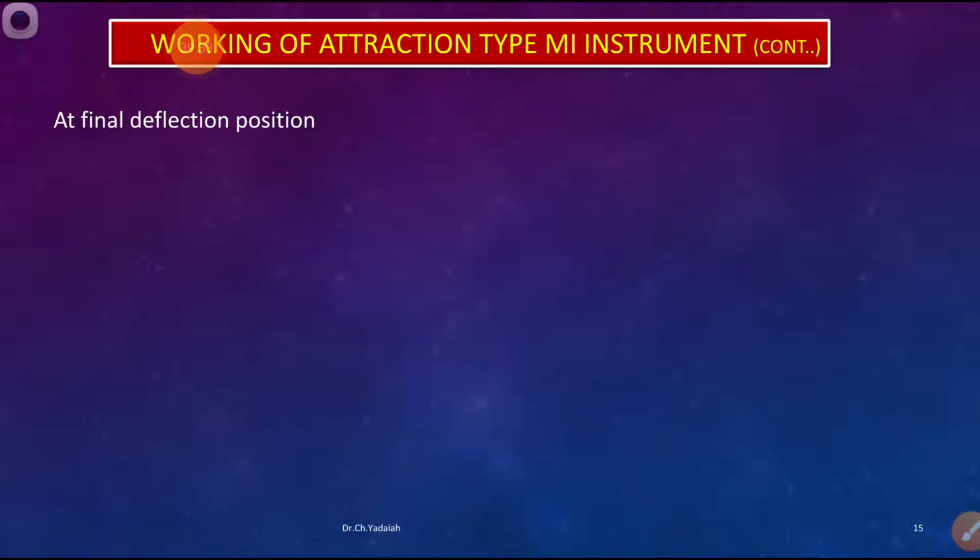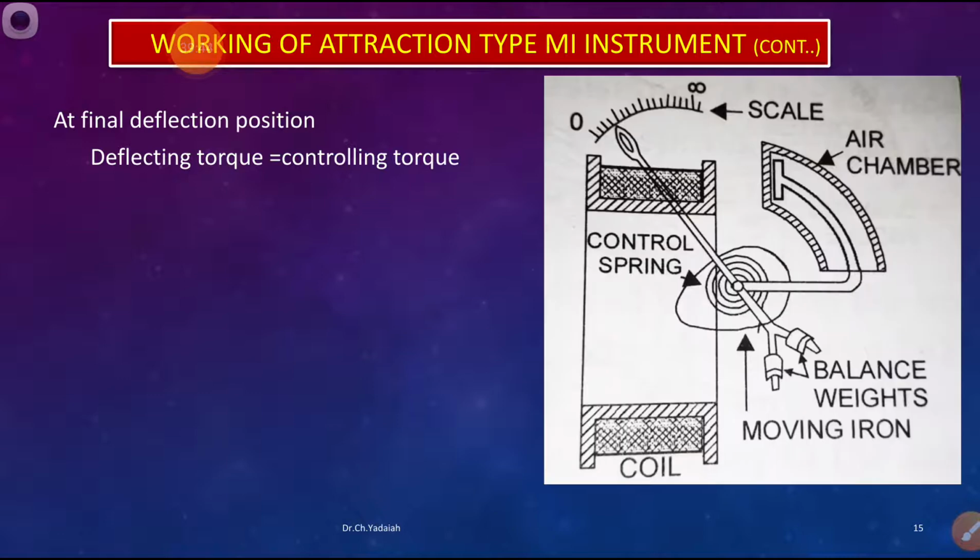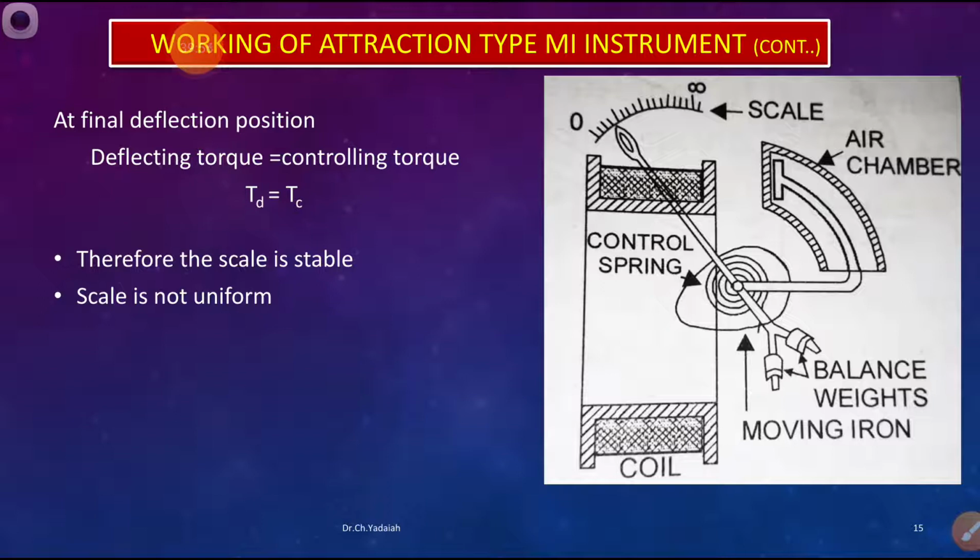And at final deflection at equilibrium, we have seen the deflecting torque equals the controlling torque. So, at that condition, Td is equal to Tc, and therefore the scale is in a stable condition. The scale is not uniform because Td is directly proportional to the square of the current. It is a non-linear value. So, why is it not uniform?